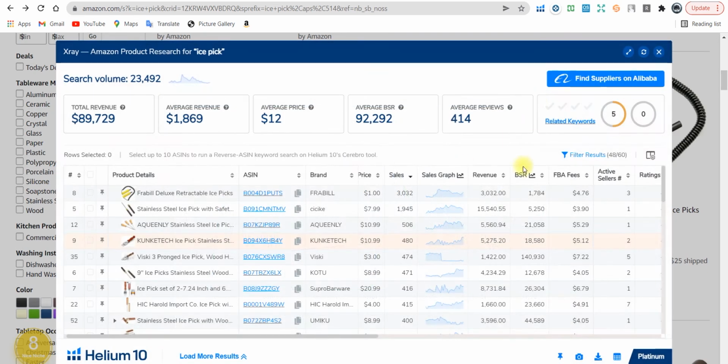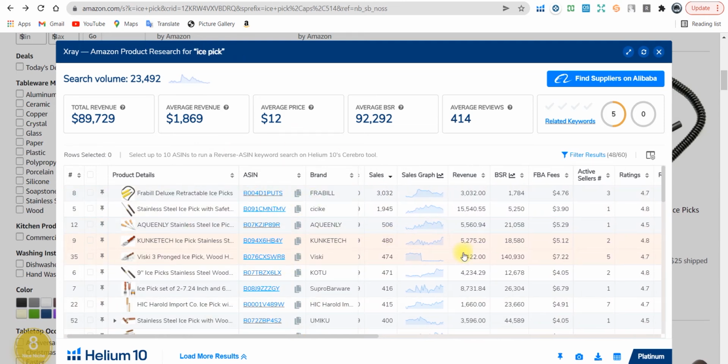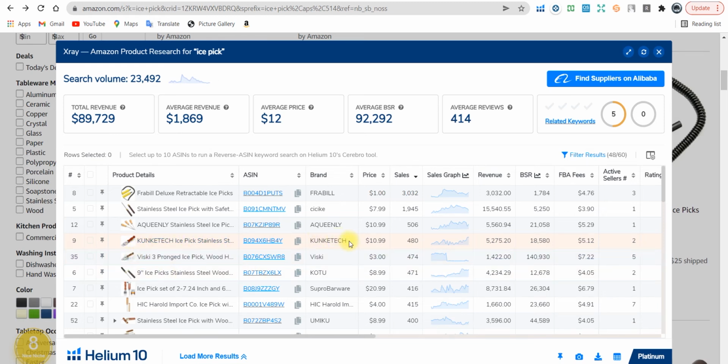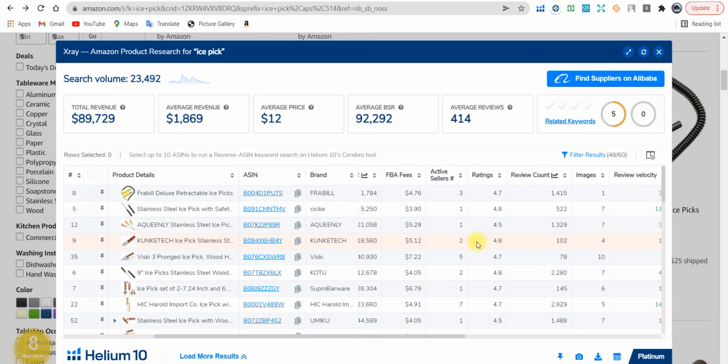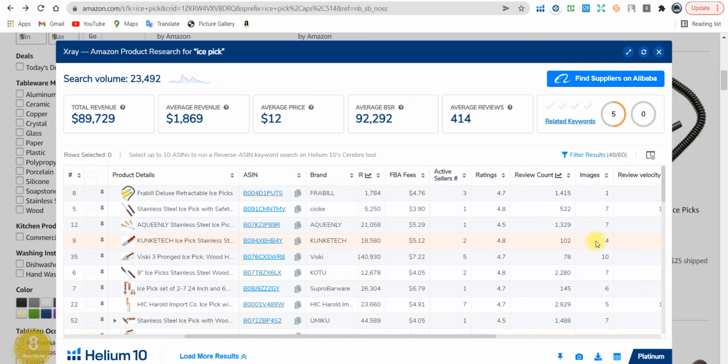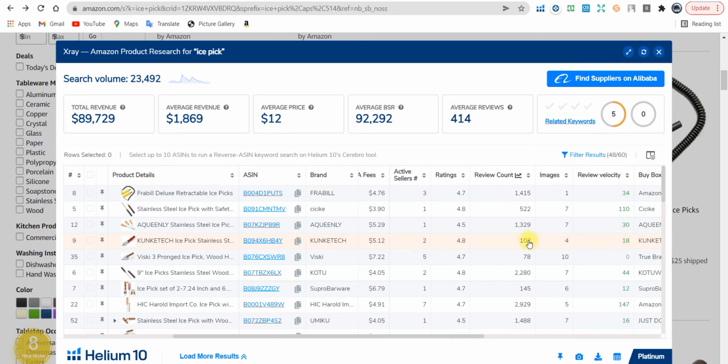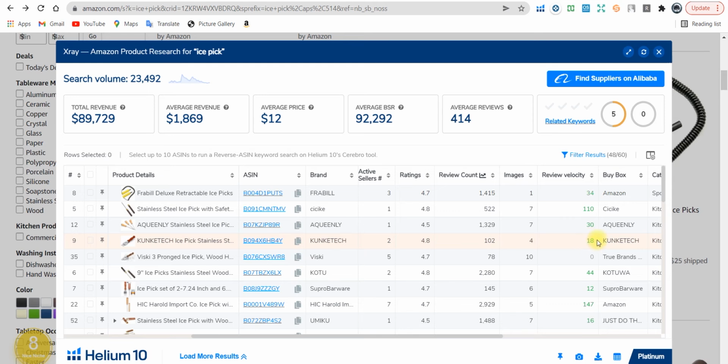If I had decided to launch in the specific niche of ice pick, my decision would be to go with this listing, because this one has a good price, so I will be getting margins, and sales are also reasonable. I should not be greedy to get 2,000 sales. For 80 sales, revenue is fine, about 5,000, and the rating is also good. And the basic reason I want to select this listing is that the reviews are just 102, so it's easy to compete with this seller, and the review velocity is also 18.